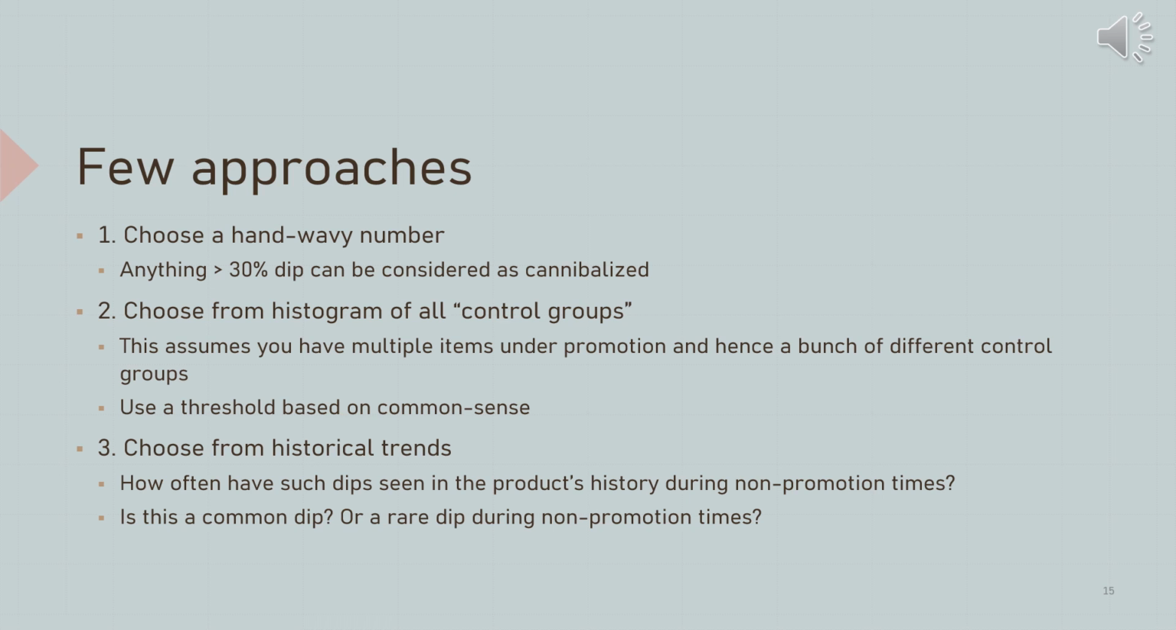The second thing that you can do is to take a histogram of all such control groups. Obviously, we'll be measuring a lot of promotions that are happening at the same time across multiple product categories, right?